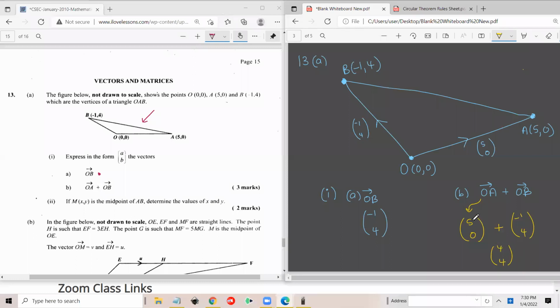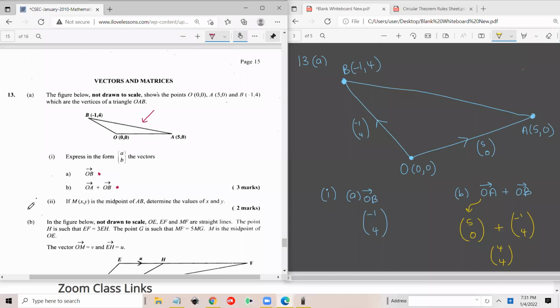4, 4. 5 plus -1 is 4. 0 plus 4 is 4. Right, I think this has to be the easiest thing we do for the entire night so far. All right, the easiest thing so far.